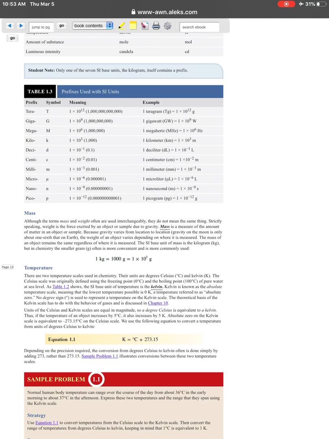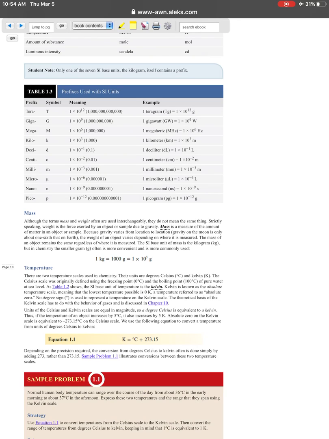Micro is the one in this list that actually uses a Greek symbol, not an English symbol. The Greek symbol is called mu, M-Y-O-O, if you wanted to spell it out, mu. And so micro is 1 times 10 to the minus 6, a millionth. So a microliter, which is a pretty small volume, is 1 times 10 to the minus 6 liters. Again, micro is the prefix, L is the symbol for the liter, a measure of volume in that case.